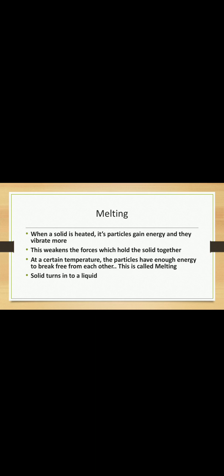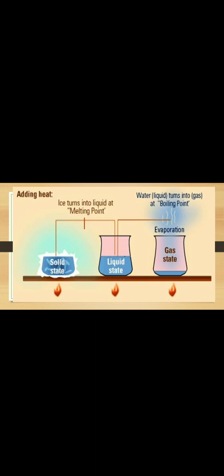When a solid is heated, its particles gain energy and they vibrate more. This weakens the forces which hold the solid together. At a certain temperature, the particles have enough energy to break free from each other. This is called melting, and the solid turns into a liquid. Now you can see the solid state converts into a liquid state and the liquid state converts into a gas state. So this results due to the melting and the boiling point.